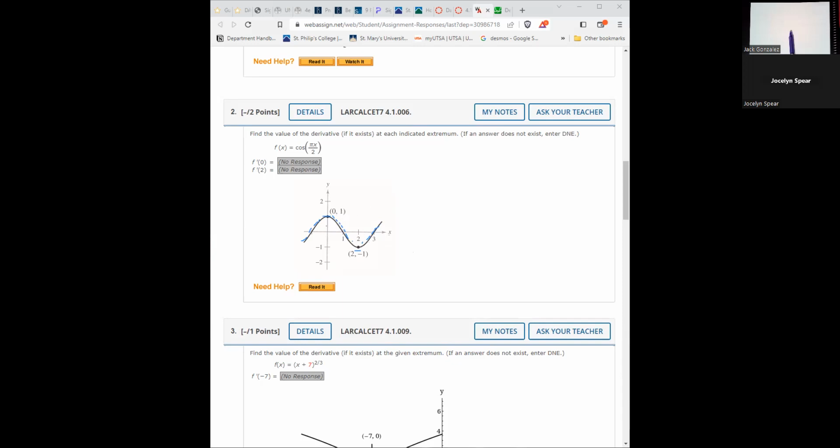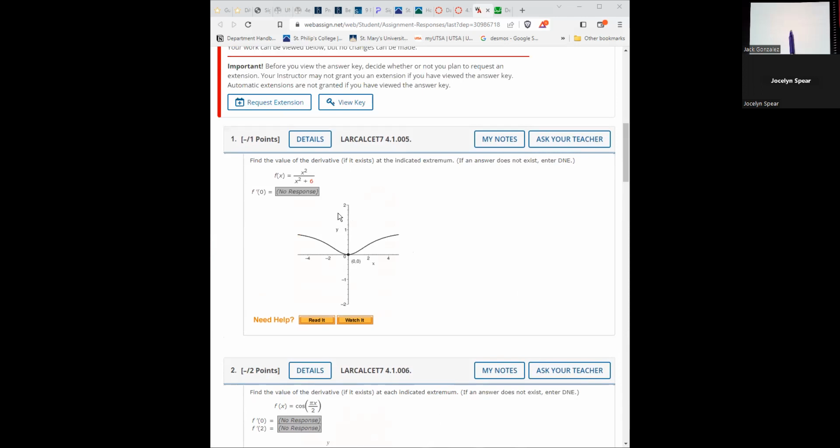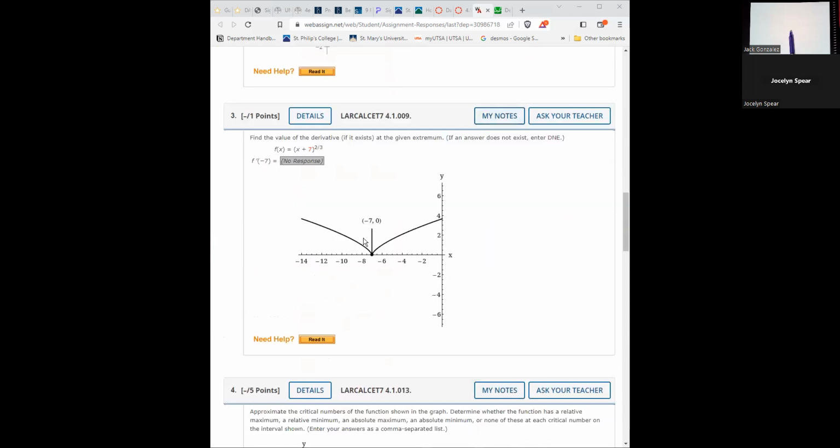Extrema are peaks and valleys. They also occur when the derivative is not defined. You have like a weird cusp. You see a little sharp edge. So these are also extrema values.